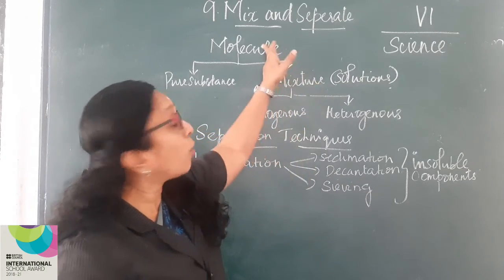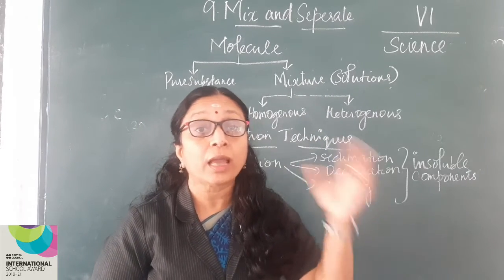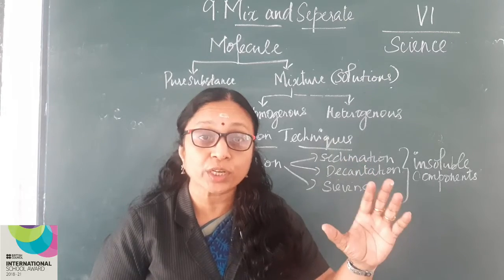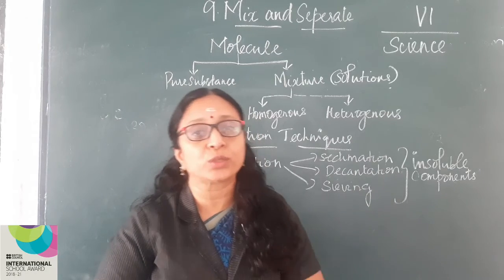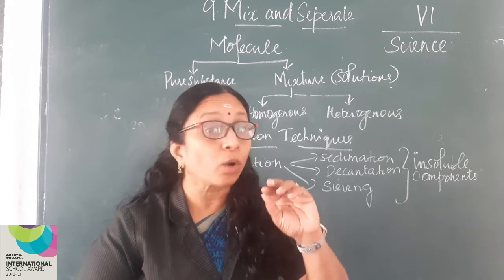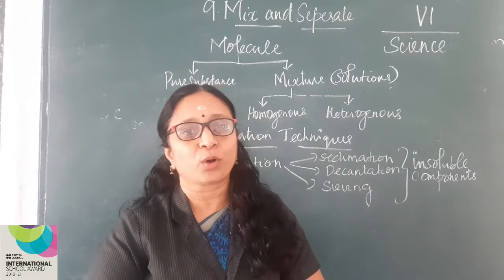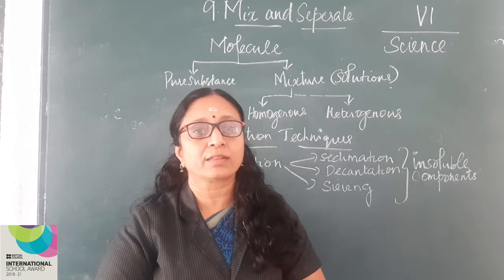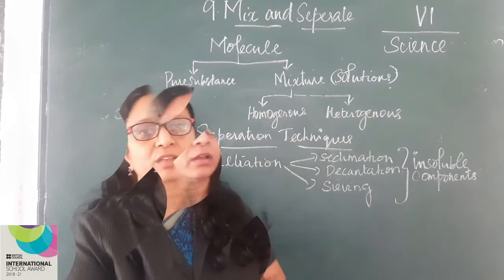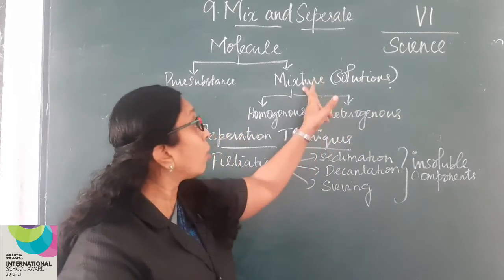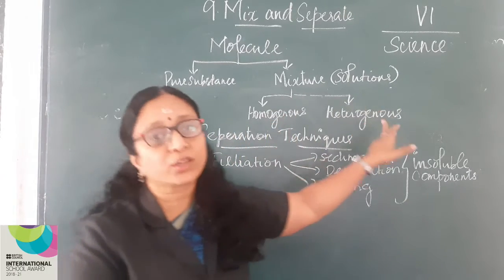So, after that, molecules can form mixtures also. If there is more than one type of molecule in a particular substance or solution, we call it a mixture or solution. Okay, for example, sugar solution. In sugar solution, what are the two types of molecules present there? Sugar molecules and water molecules. So, two types of molecules are present there. So, it is a mixture. Okay. So, if it is in the liquid form, we call it a solution. So, mixtures or solutions can be of two types. They may be homogeneous or heterogeneous.